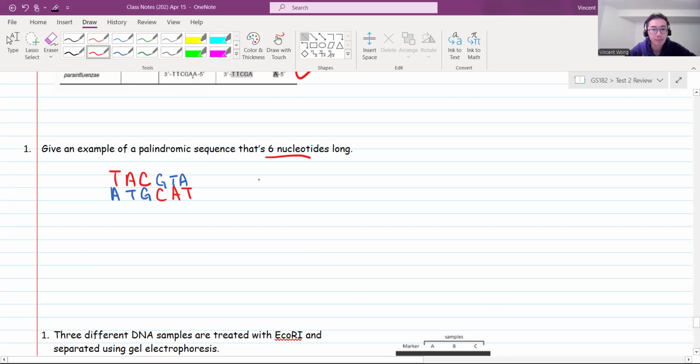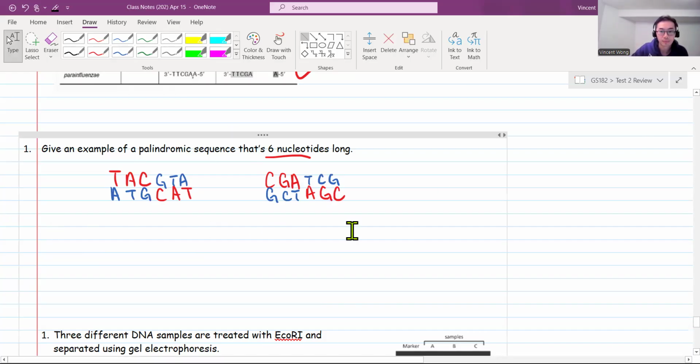Here's another example. CGA, write it backwards, and then just use the complementary rule. So this way it reads the same one way and then the same on the other strand backwards as well.